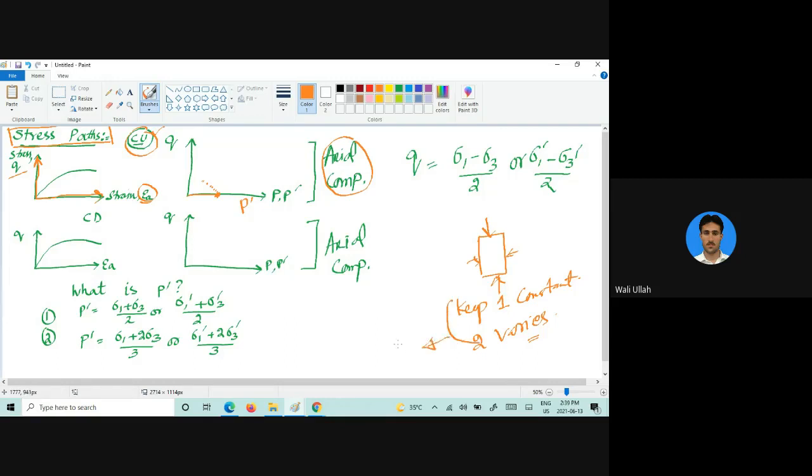Now if you want to draw the consolidated undrained stress path, so how will it look like?